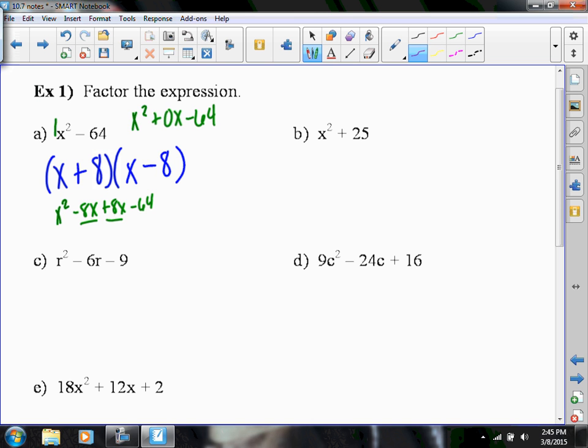Okay, now part B again only has two terms, so it's probably going to be a difference of two squares. But if I look, it's not a difference, it's a sum. Now, x is squared and 25 is squared. Because this isn't a difference, I can't factor it. There's no such thing as a sum of two squares. So this one is not factorable. This one we'll just write prime.